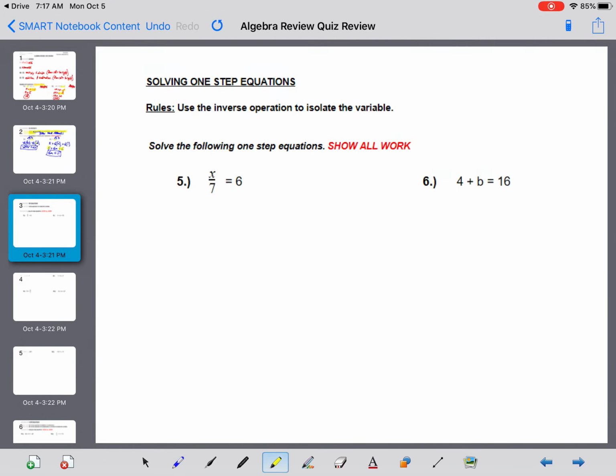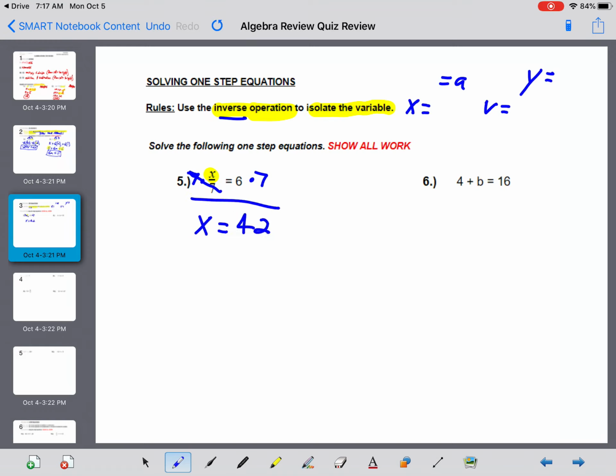Solving one-step equations, use the inverse operation to isolate the variable, meaning you want to get the variable by itself, x equals, or a equals, or v equals, or y equals, something like that. So we want to isolate x. It is currently being divided by 7. The inverse of division is multiplication, so times 7 on both sides. Use your properties of equality, keep that equation balanced. 7's cancel. x equals 42.